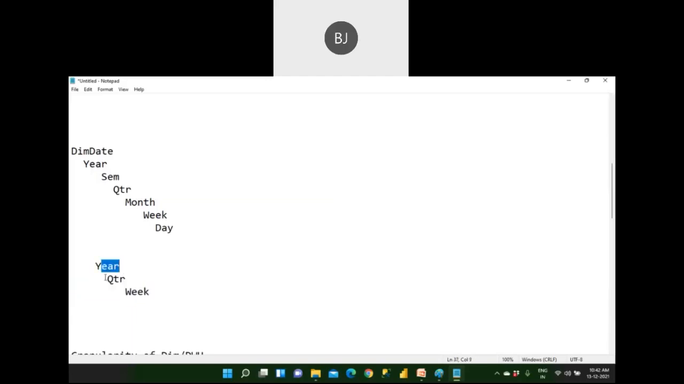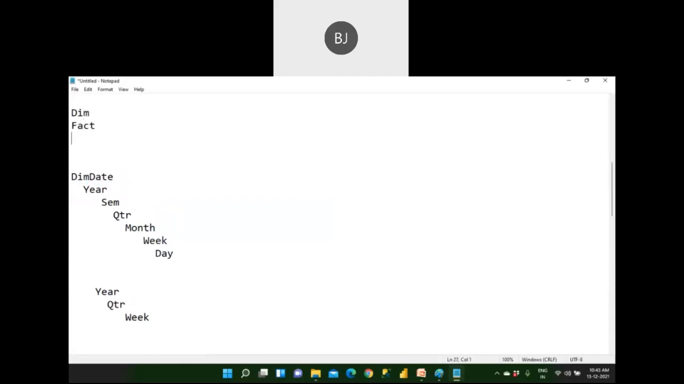So year level, quarter level, week level. I wanted to analyze the data like this. This is one hierarchy. This is one more hierarchy. So you can have different hierarchies for a given dimension. Dimension is compulsory, but what is not compulsory? Hierarchy is not compulsory. Hierarchy means arranging the data from highest to smallest so that I can analyze the data like that. Clear? So data warehouse will have dimensions, facts, and you have one more concept called hierarchy.